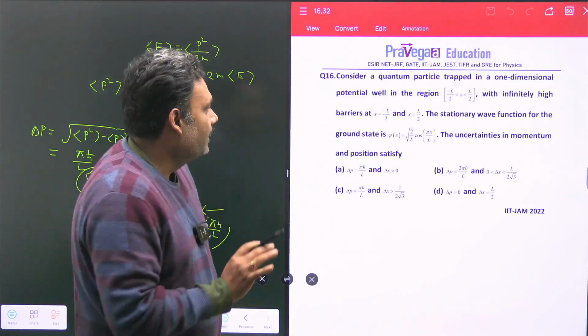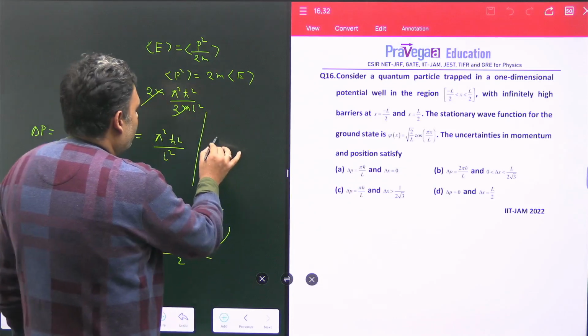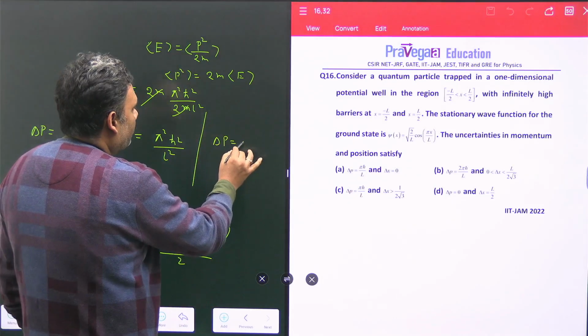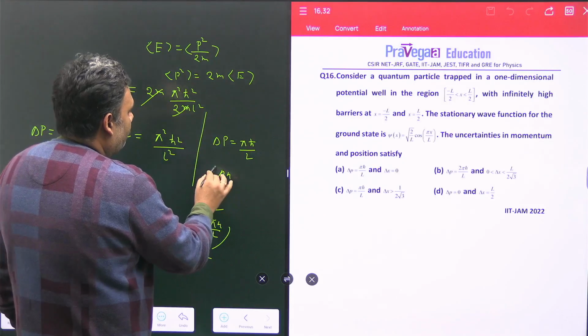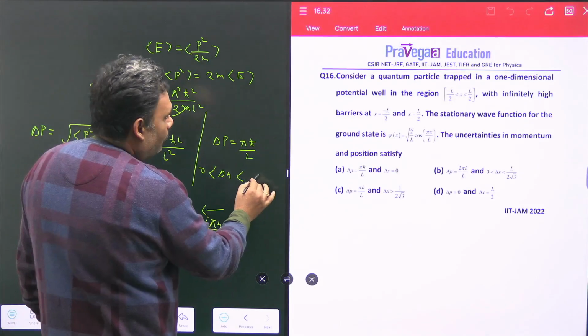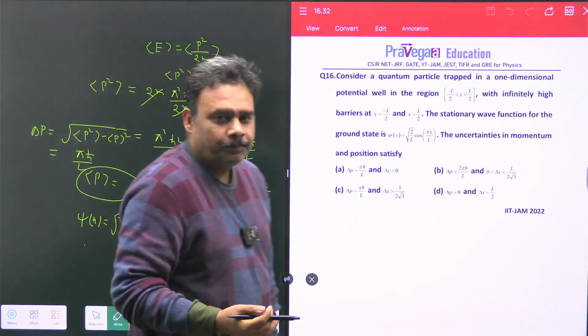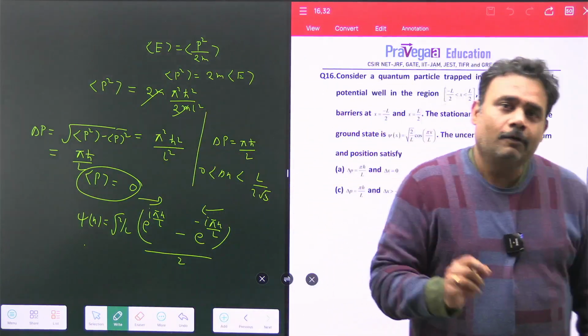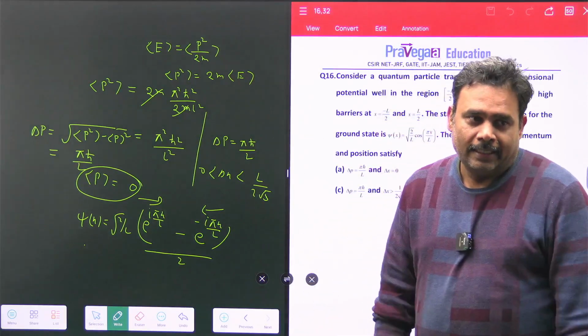So what will be the answer? I think there is a typo mistake. The answer must be delta P equal to pi h cut upon L and delta x between 0 and L upon 2 root 3. This type of problem can come in your exam. So you have to solve it properly and then tick the answer.